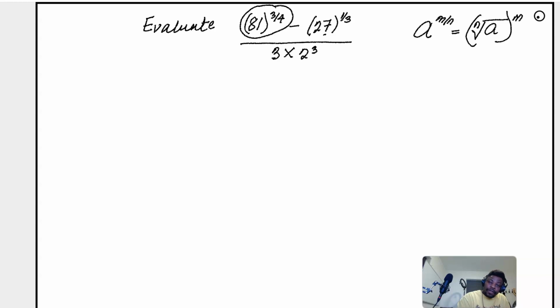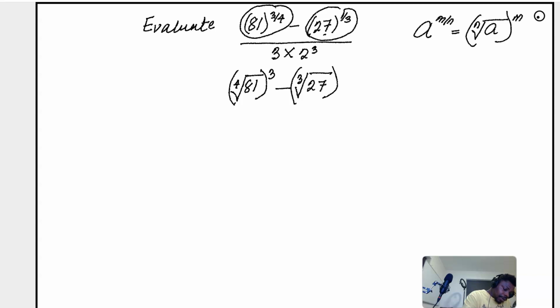If you have not seen my previous video, click at the right hand top corner of this video to take you there. Let's continue. So 81 raised by 3 over 4 is the same thing as the 4th root of 81, then raised to 3, minus this one here, which is the same thing as the cube root of 27, raised to 1. Remember, 2 raised by 3 means you are multiplying 2 with itself 3 times, which simply means 2 times 2 times 2, and that is 8.